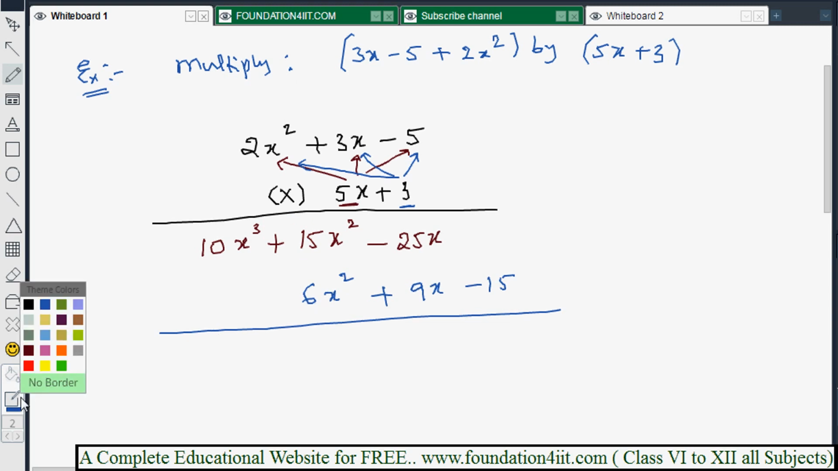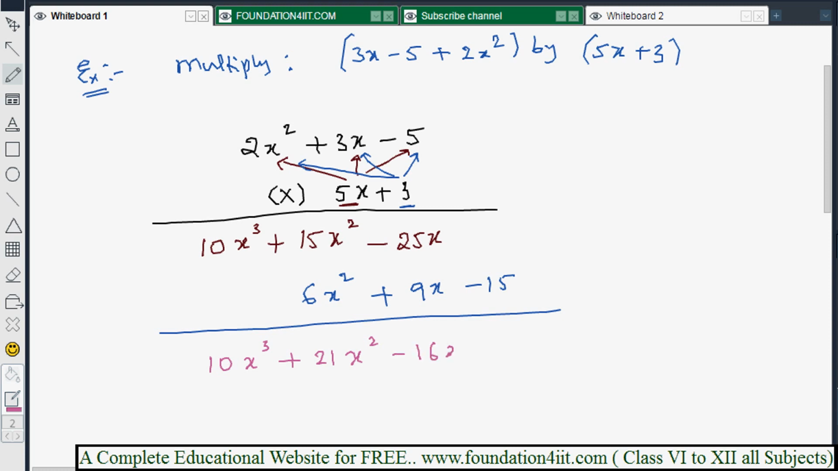So when you do the addition, that is 10x cube. Like terms addition, you already learned addition of polynomials, right? Plus 15 plus 6, okay, it's 21x square. Minus 25x plus 9x is minus 16x, and minus 15. That's it. So this is the product. If there are any like terms, again we can simplify. So there are no like terms in this. So each and every term we need to multiply with each and everything.